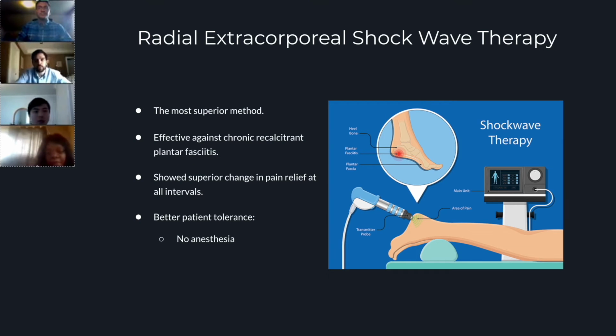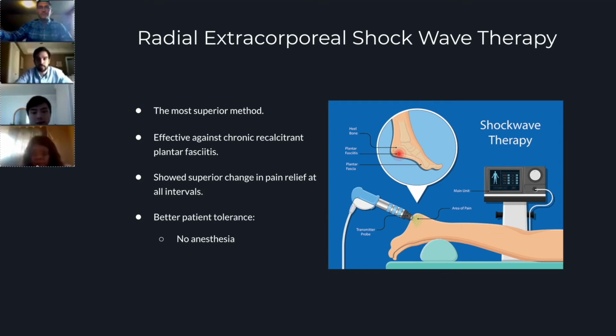Now, the radial shockwave therapy was the most superior method. As you can see, it showed differences. It showed a change in pain relief in all of the intervals: the short, intermediate, and long term. It was the one that was most effective against the fasciitis. And it showed superior change in pain relief at all intervals, like I said. And there was better patient tolerance, so there was no anesthesia. And you can just do it over the foot or over the heel, effectively, and the patient wouldn't feel anything.